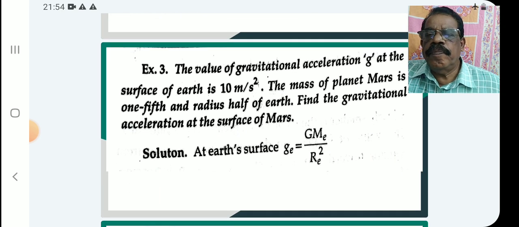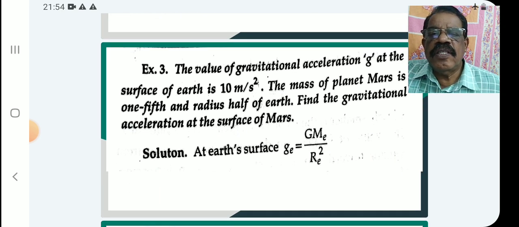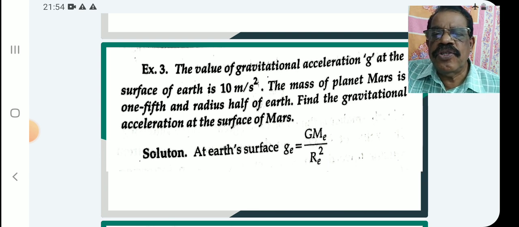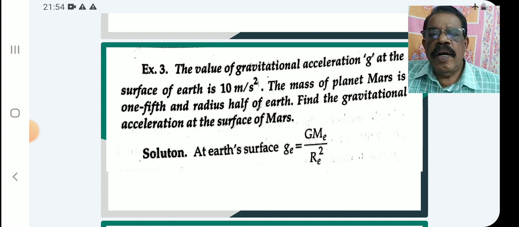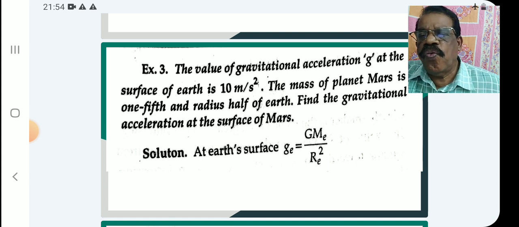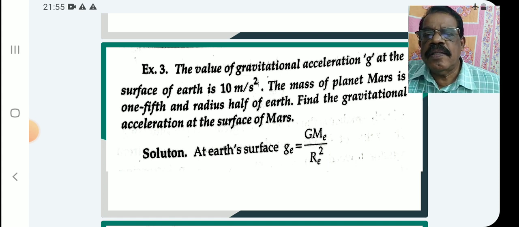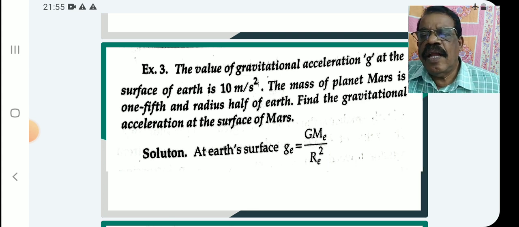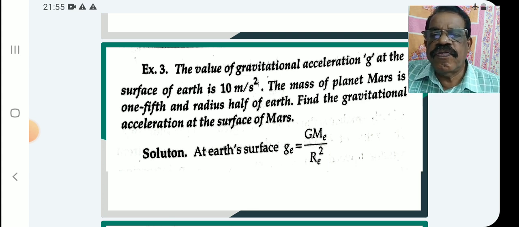Next problem. The value of gravitational acceleration g at the surface of Earth is 10 meter per second square. The mass of planet Mars is 1/5 and radius half of Earth. Find the gravitational acceleration at the surface of Mars.